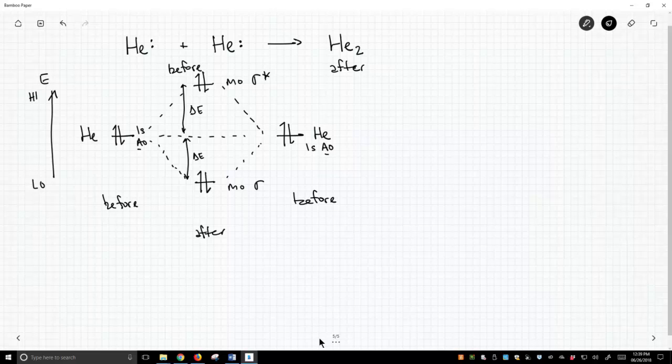So any energetic benefit of putting these electrons in the lower energy sigma bond is offset by raising the energy of these other 2 electrons. There's no energetic benefit to forming this He2 molecule. Therefore, these helium atoms would rather stay as helium atoms. They don't form He2 as a molecule.